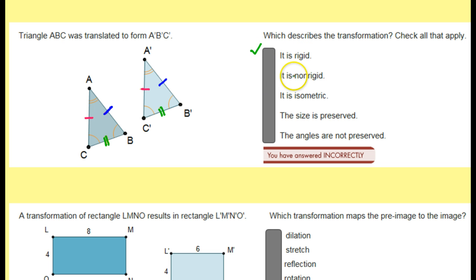So that means it is not non-rigid, because those are opposites. So you can forget about non-rigid. Isometric and rigid mean the same thing, so those are always going to go together. The size is preserved. Yes, again, rigid and isometric means all the size is preserved. The angles are not preserved? That's false. The angles are preserved, as we just discussed. So that's no good. So these three are the answers.